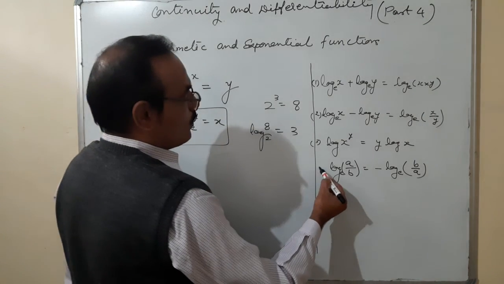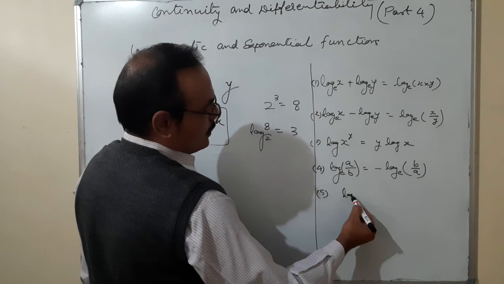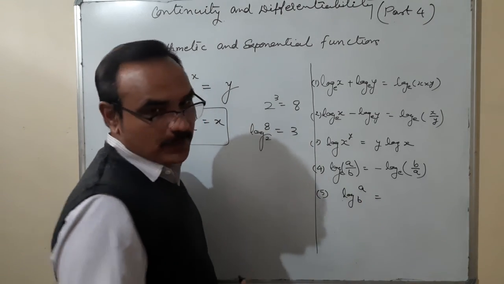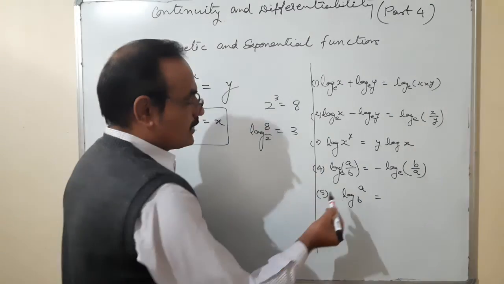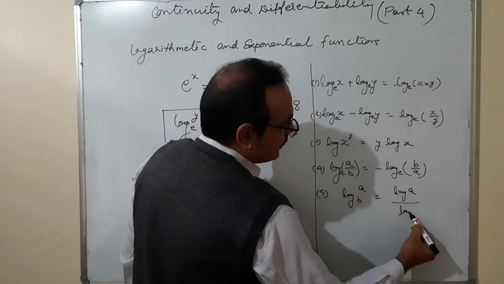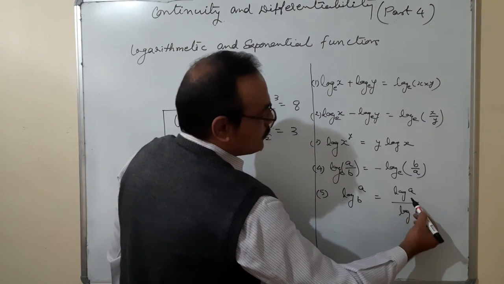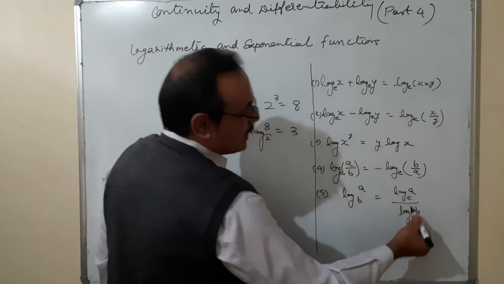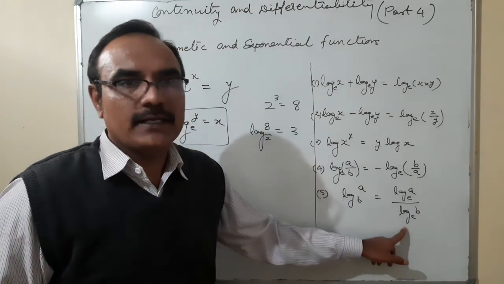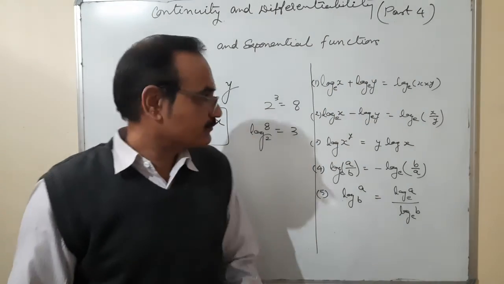And one more rule I am telling you: log a base b. If there is log a base b, then we'll write log a upon log b, writing the base anything here, base e or base 10, whatever you want to write. Log a upon log b, you can write like this. So these are the 5 rules of the logarithm.